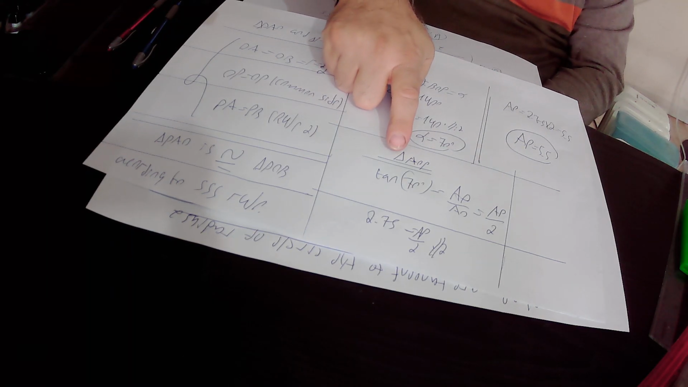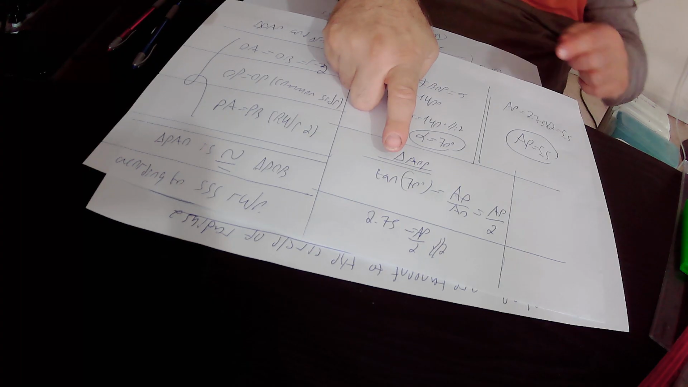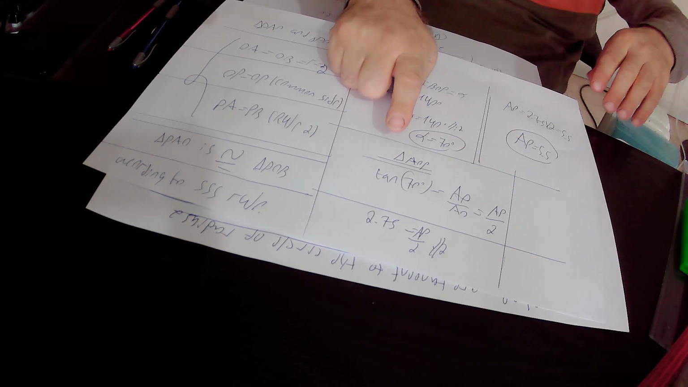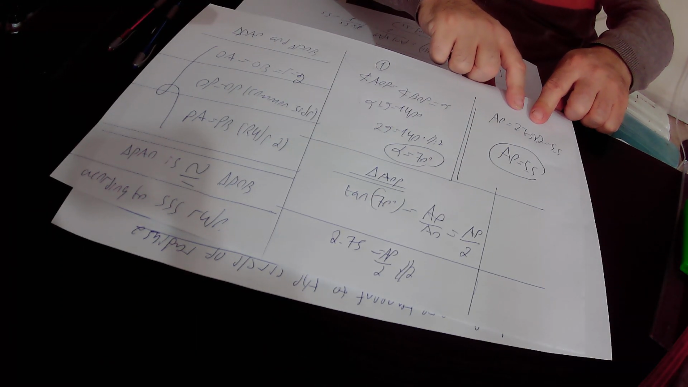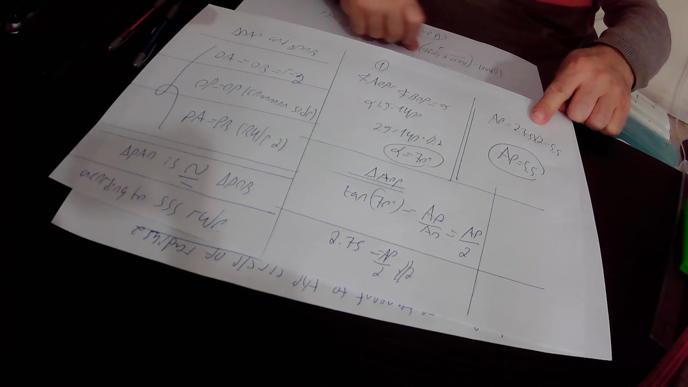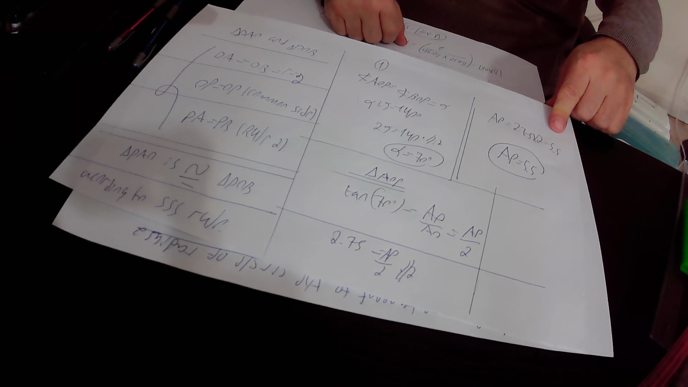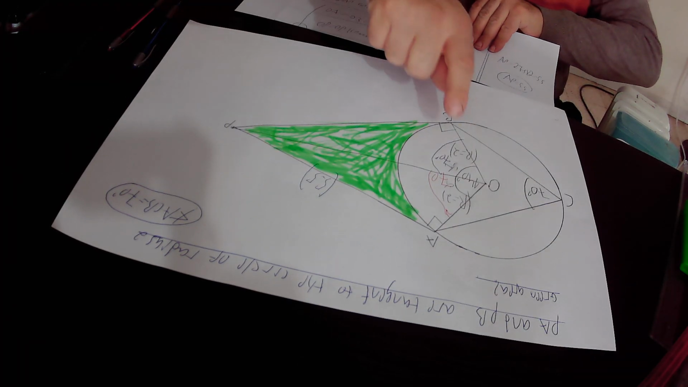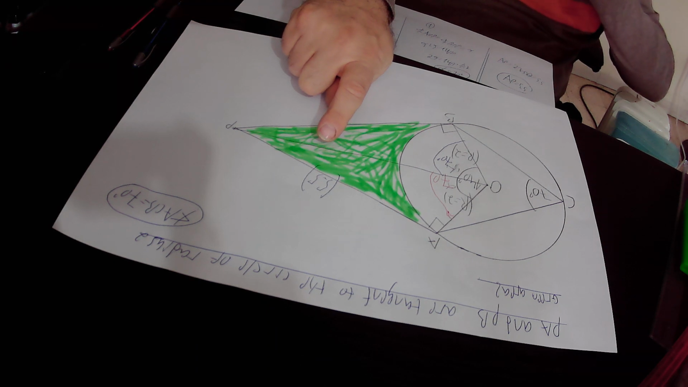Tangent 70 degrees equals 2.75, so 2.75 equals AP over 2. We multiply this equation by 2 and finally find that AP equals 2 times 2.75, which equals 5.5. In conclusion, we found out that AP equals 5.5 units. Side AP equals 5.5 units.